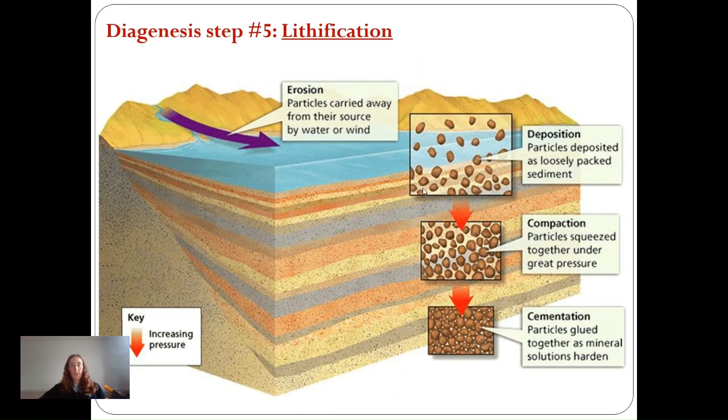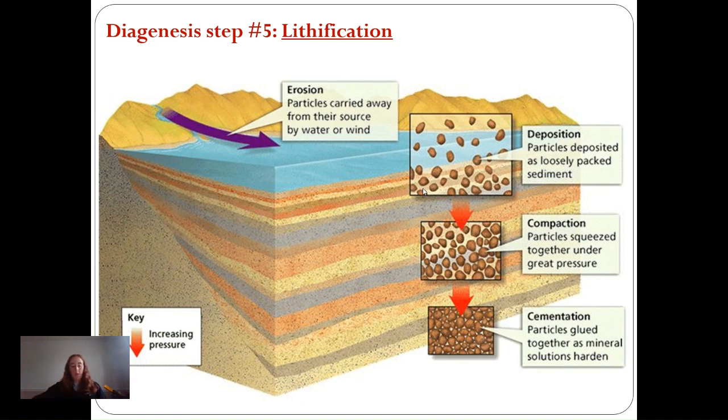So we're almost done with diagenesis. The final step is what we call lithification. Remember, lithosphere is solid rock. Lithos means rock. So lithification is the act of taking a deposit of sand, for example, and then turning that loose pile into a solid, compressed rock.